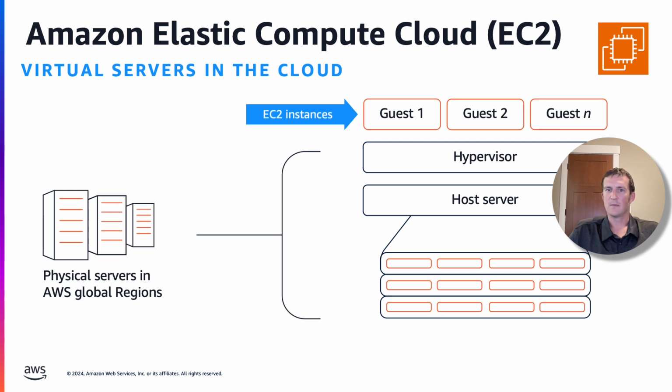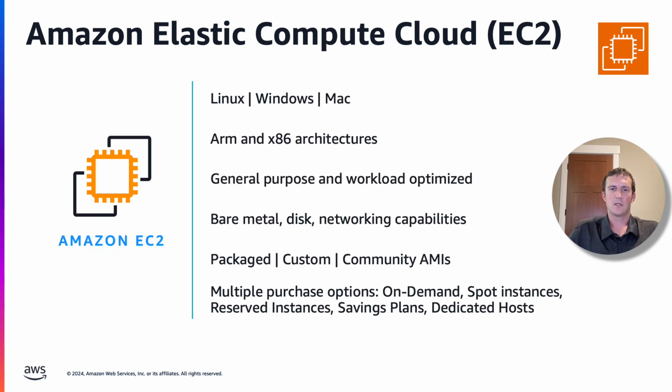This increases the flexibility of EC2 and allows you to pick the exact instance you need for your use. Since EC2 is such a critical piece of the AWS infrastructure, let's touch on a few more details. As far as operating system is concerned, you're able to use Linux, Windows, or Mac. You can also choose between ARM and x86 architectures, and as I mentioned, use instances that are either general purpose or specific to a workload optimized situation.